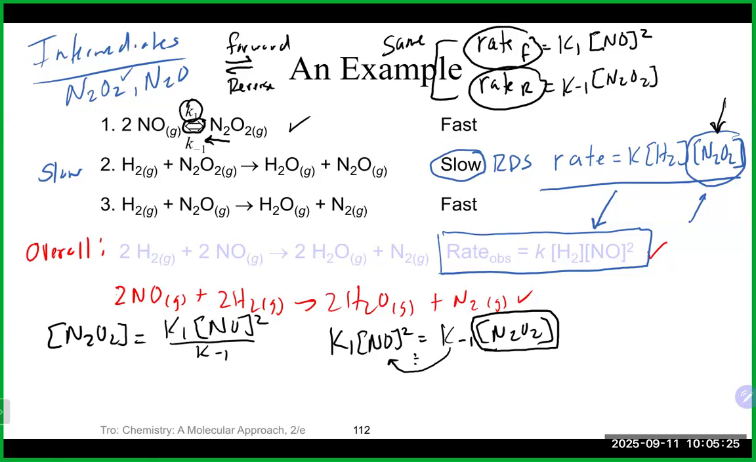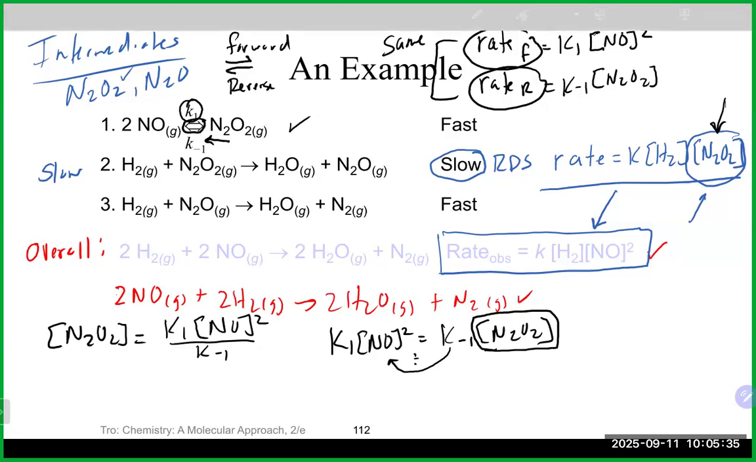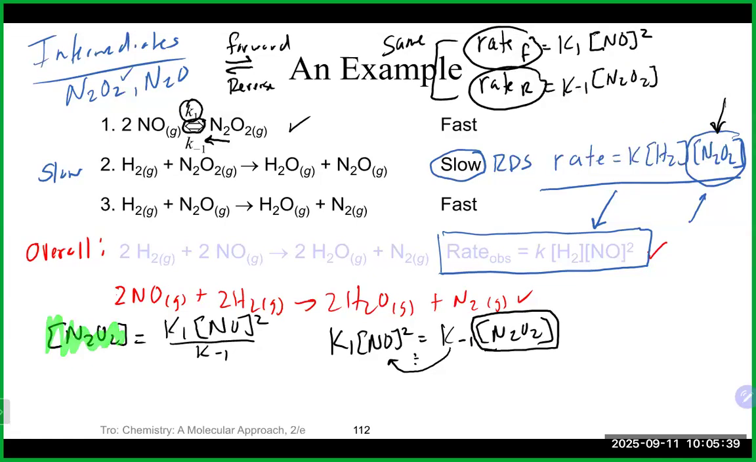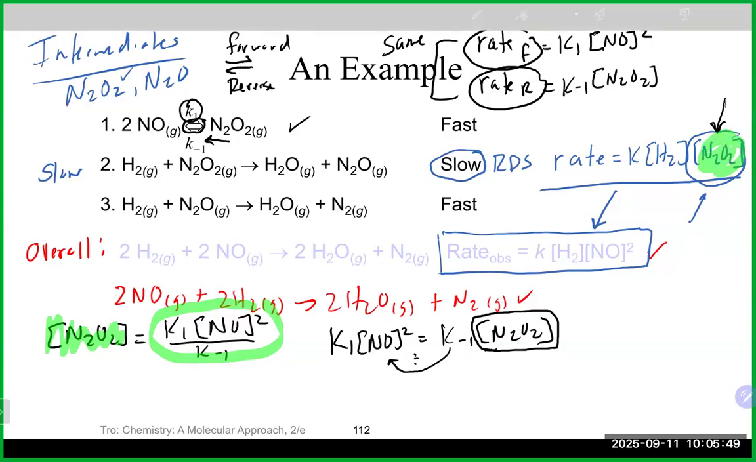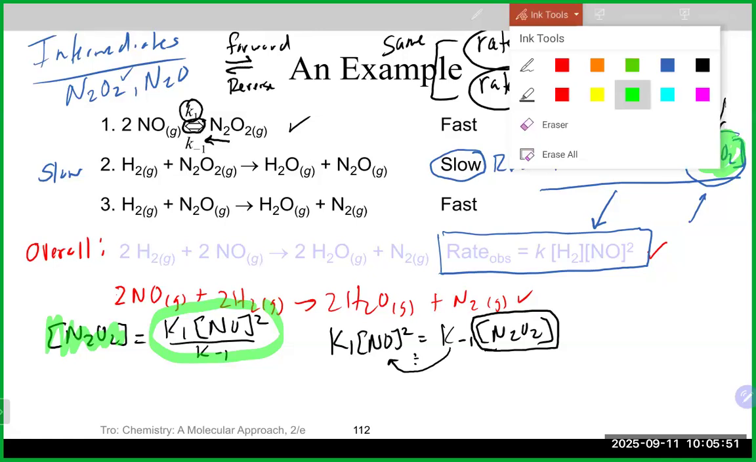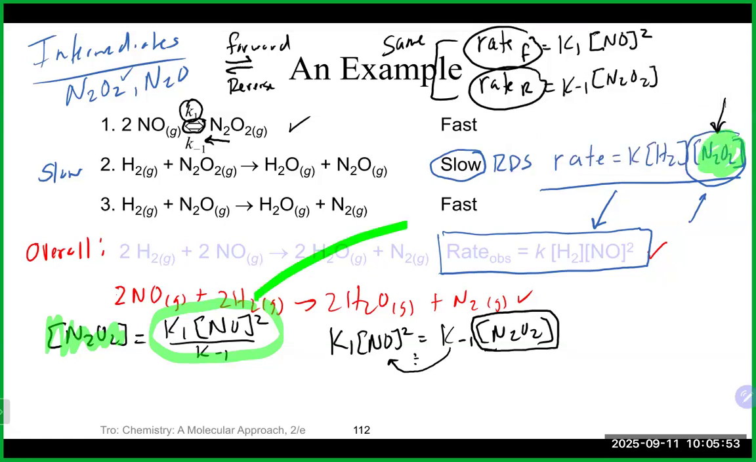So the goal here is to get rid of that intermediate in our rate law in the second step. We're using the first step in the mechanism basically to solve for the intermediate to figure out what it equals. And now that we know that the concentration of N2O2 equals this, we're going to substitute it right into there, where it was in our original rate law for our second step.